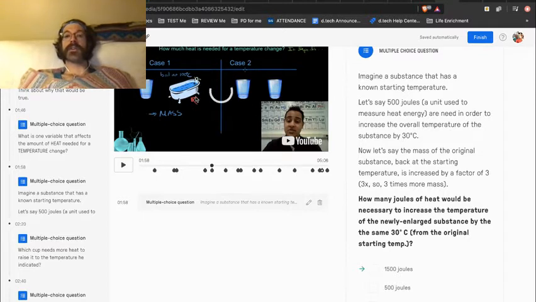Okay, so now if our mini bathtub has a mass that is 3 times more massive than the glass of water, then you'll need 3 times the amount of energy to get all of the particles on average up to that point where the average kinetic energy is increased by 30 degrees on average.